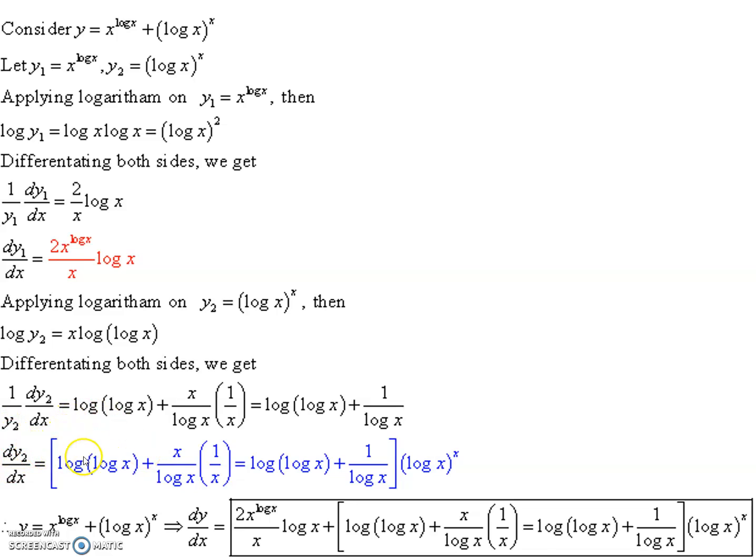We know that y2 is equal to (log x)^x, so we have to substitute the value of y2. So dy2 by dx is equal to (log x)^x times [log(log x) plus 1 upon log x]. Simplify, and we derive the final answer. For y equal to x^log x plus (log x)^x, dy by dx is equal to 2x^log x log x upon x plus (log x)^x times [log(log x) plus 1 upon log x].